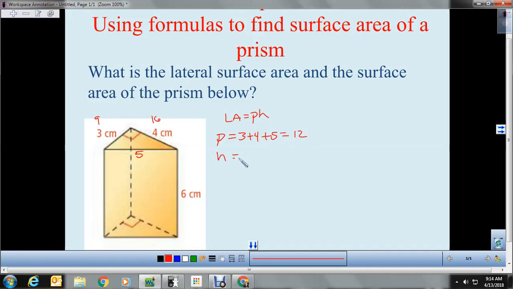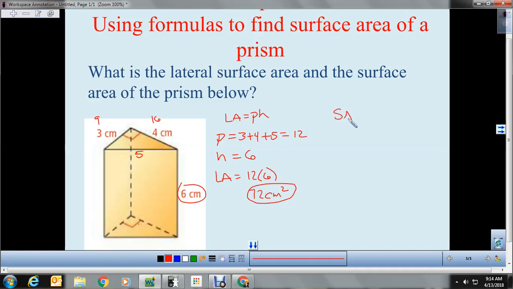Now the height is the distance between our triangular bases, which means this is our height. So this is going to be 6. So the lateral area is going to be 12 times 6, which is 72. We have centimeters, so this is going to be centimeters squared. So 72 centimeters squared is our lateral area.